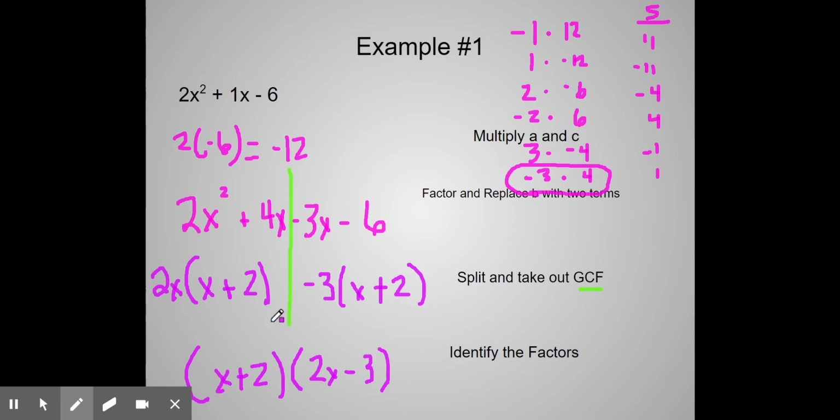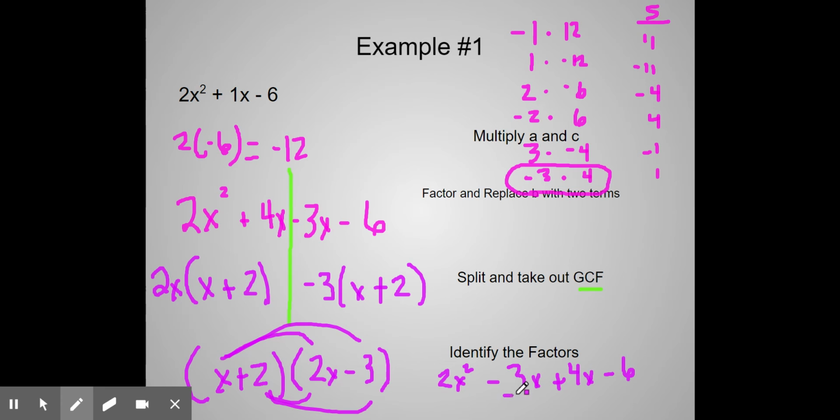Now, if you would like to, you could go ahead and distribute to make sure that it equals that. Let's actually go ahead and do that here. We want to make sure we get our trinomial that we started with. So x times 2x is 2x squared. X times -3 is -3x. 2 times 2x is going to be +4x. Hopefully you can see that is in the middle. They're just written in different orders, which is totally fine. Then 2 times -3 is -6.